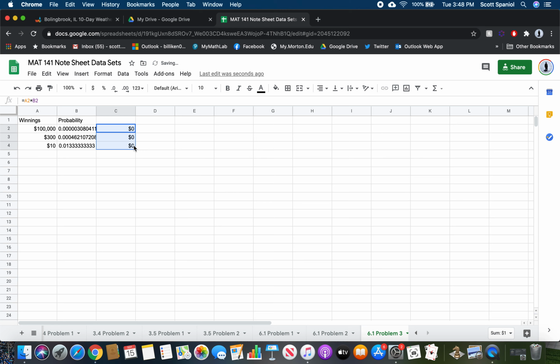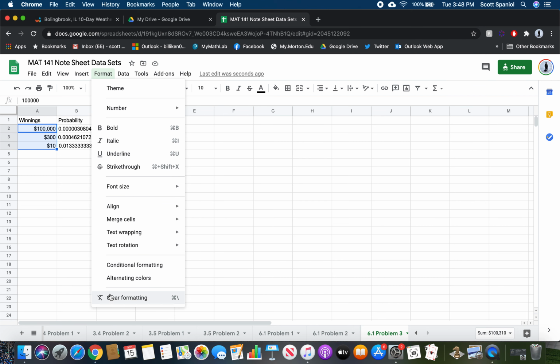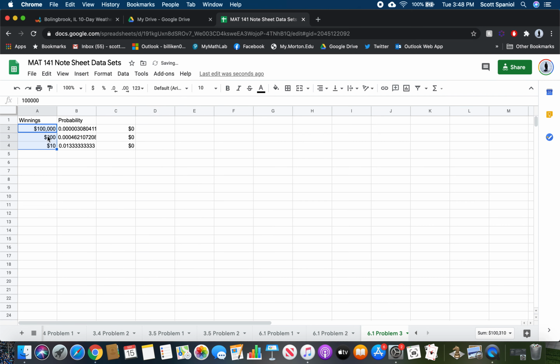And then I want to bring those down. Something's not right. Let's get rid of the formatting. I added that. Actually, okay, so I made them all dollars. Okay, so there's the formatting.